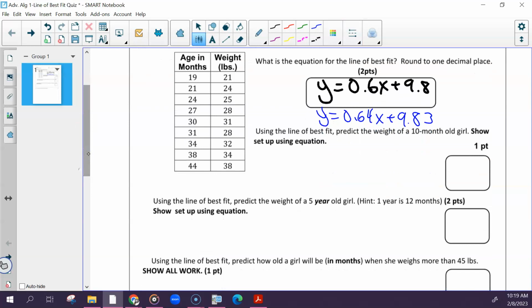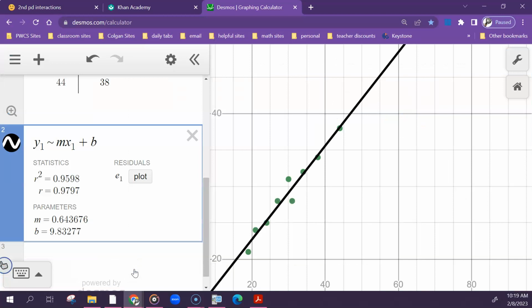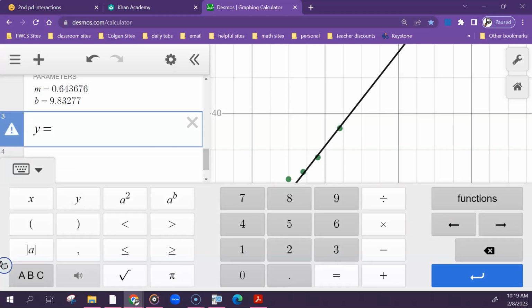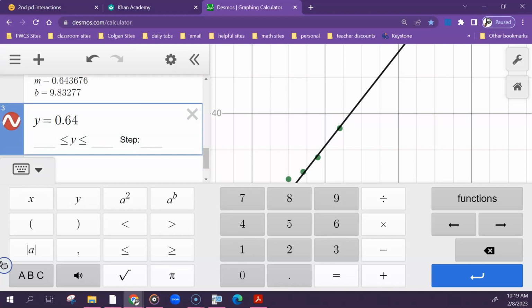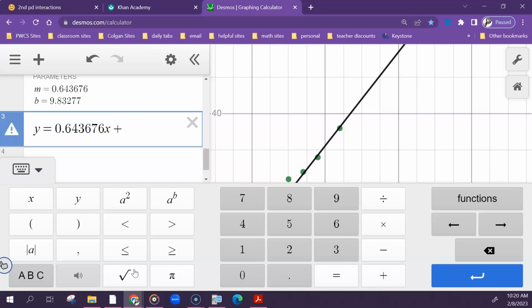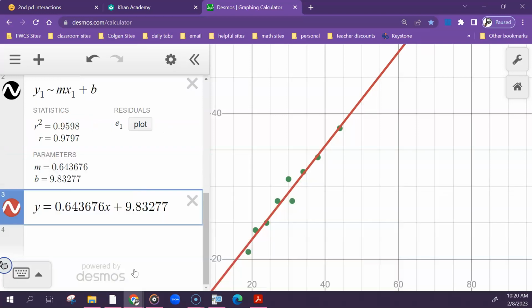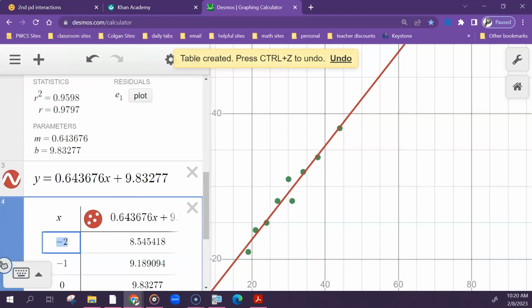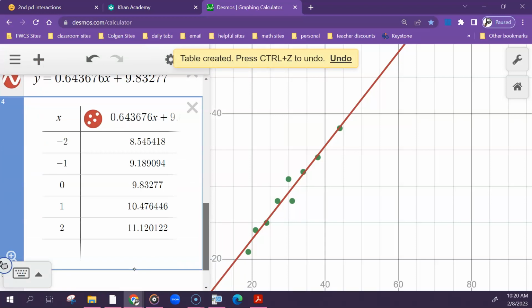And then I'm going to use the table method and the x equals or y equals method and show you both. So for this first one, let me make the table first. If you're making the table, you need all of your decimal points in here. So you would write out y equals, put all of your decimals, 0.643676, x plus 9.83277. And then go up to your gear wheel, make that a table, and you can start putting in x values.